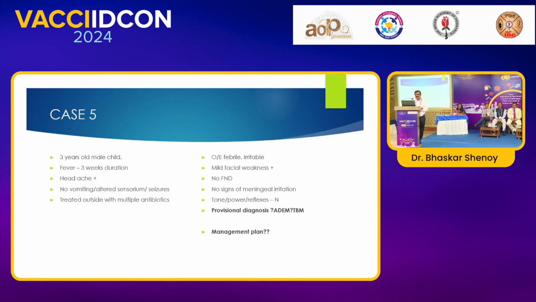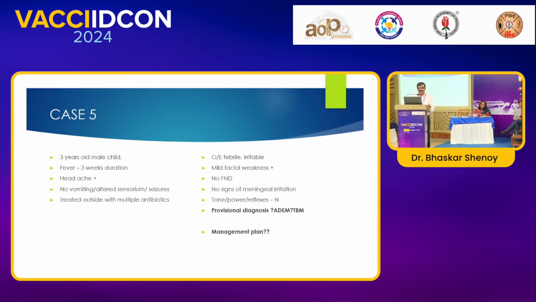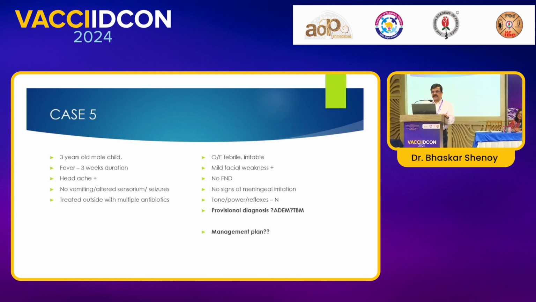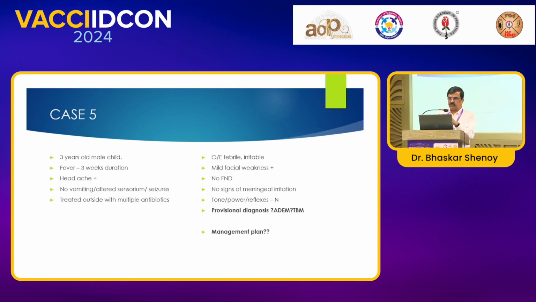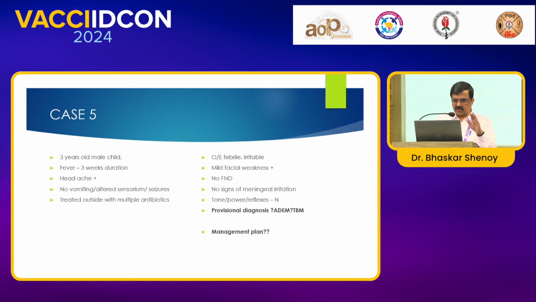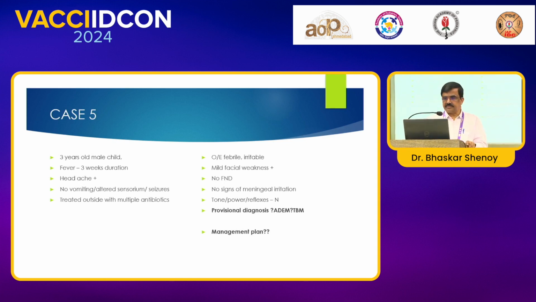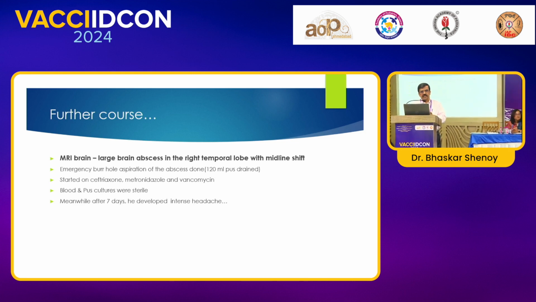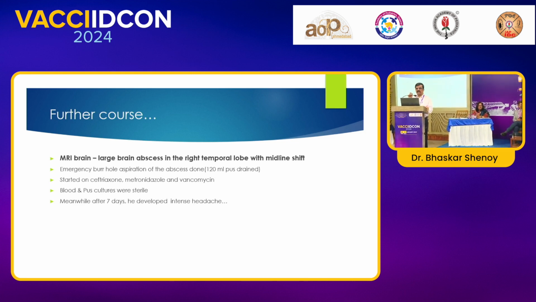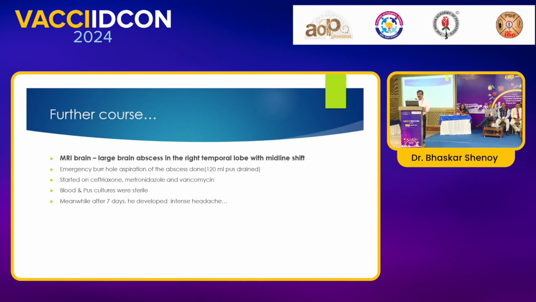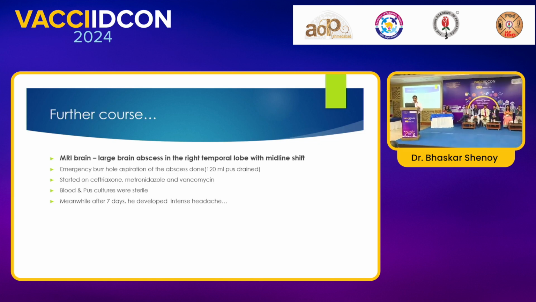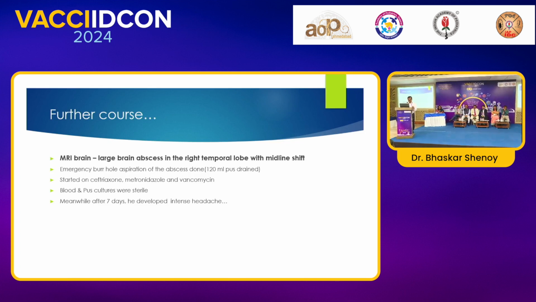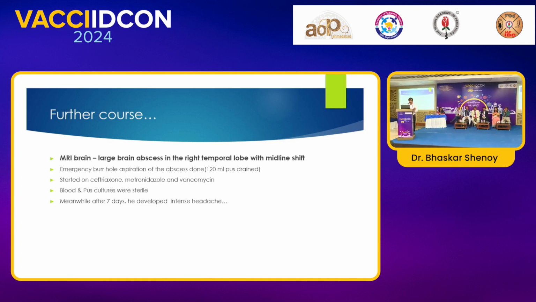Next case, a 3-year-old child with fever of 3 weeks and headache, treated with multiple antibiotics. The provisional diagnosis was TBM. What are the management plans, sir? For a prolonged acute CNS infection, first would be an MRI brain with contrast. The MRI brain showed a large abscess in the temporal area with midline shift. He was started on ceftriaxone, metronidazole, and vancomycin. Cultures were normal, sterile.